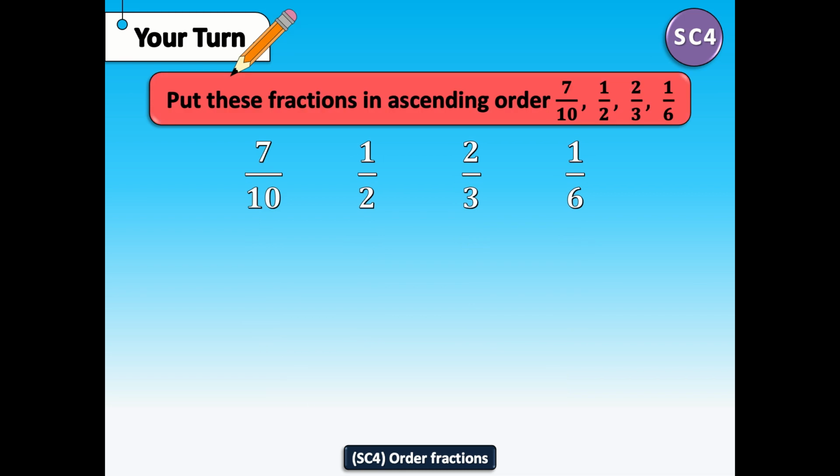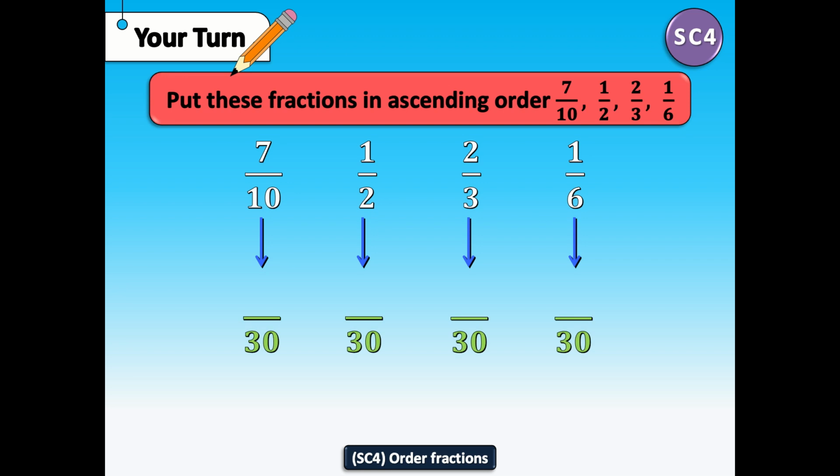Here's one for you to have a go at. Pause the video, and when you're ready to see what you should have done, press play. So in this question, we need to make the denominators all the same, so we can make them all 30. That means I times the first fraction by 3, the second fraction by 15, the third fraction by 10, and the fourth fraction by 5.